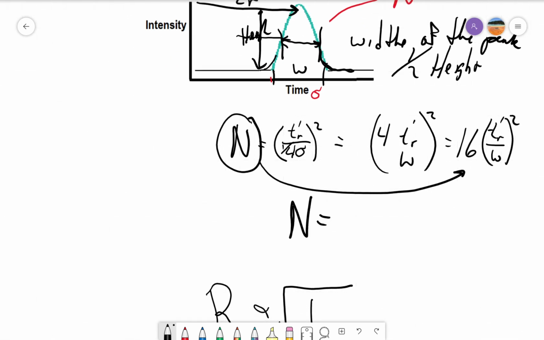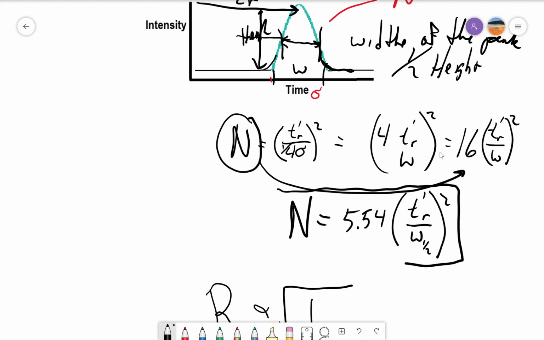N can therefore be calculated as a fraction of that 16, about 1/3 of it at half height. Numerically, it works out to be 5.54 T prime r over the width at half height squared. This is the equation that we use to calculate the number of equilibria.